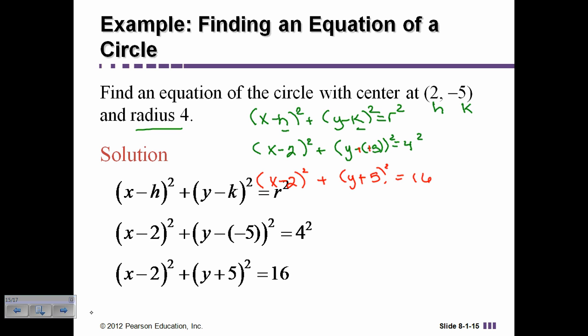Okay, so one of the things that I want you to pay attention to here is, remember that this is the h value, or the x value, this is the k value, and this value is r squared. So when I'm trying to figure out what h is in the problem, I'm always going to do the opposite of this. Since it's -2, h is +2. Since this is +5, then k is -5. And r squared equals 16, so remember, to solve that problem, r equals the square root of 16, which is 4.